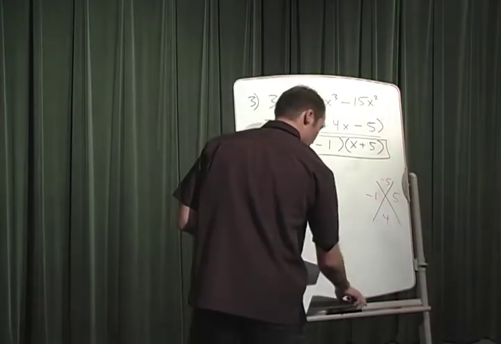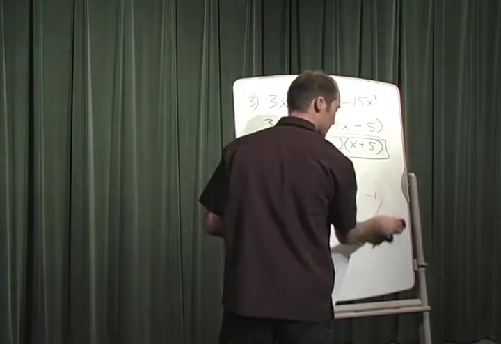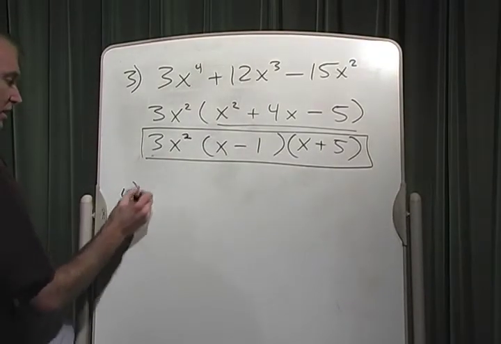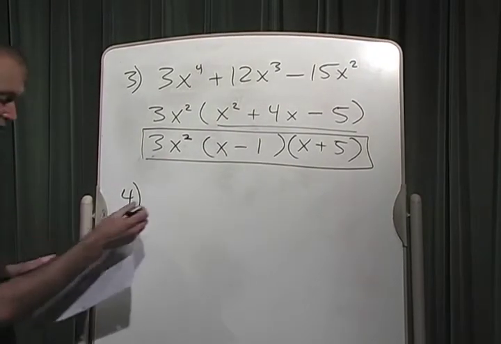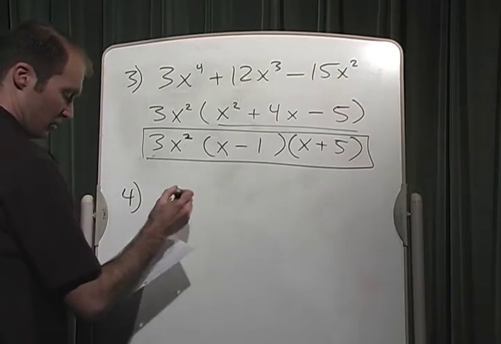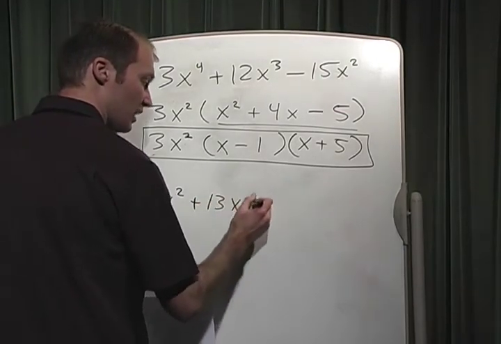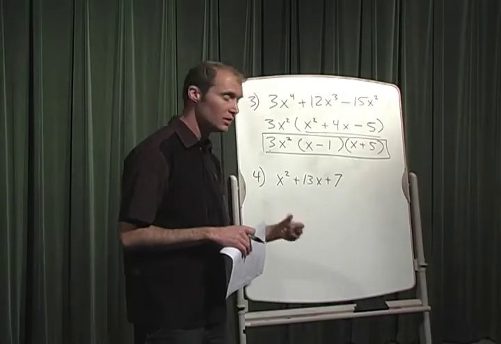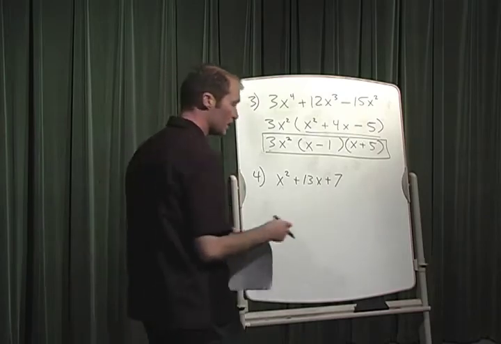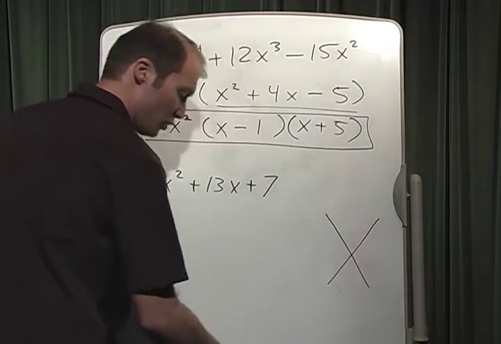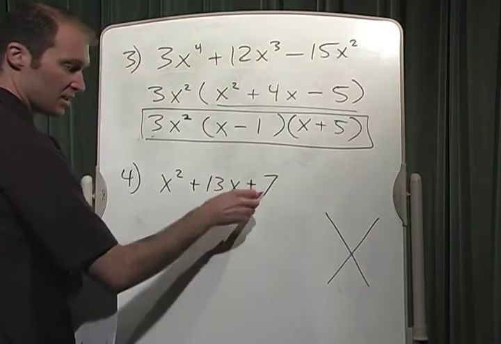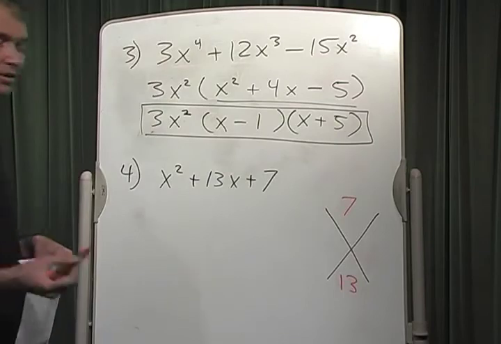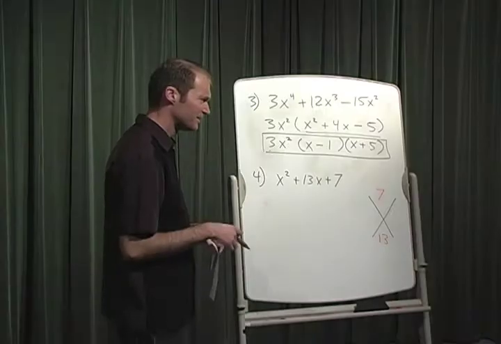Now, let's suppose that I have the following problem. Just need a little bit extra board space, and I think I could fit the rest of it in right here. Let's suppose that I want to factor x squared plus 13x plus 7. Well, this does fit the form that we're used to. Here I could go ahead and start with my technique. I'm going to look for two numbers that multiply to 7 and that add to 13.